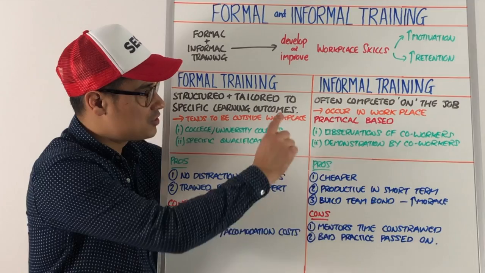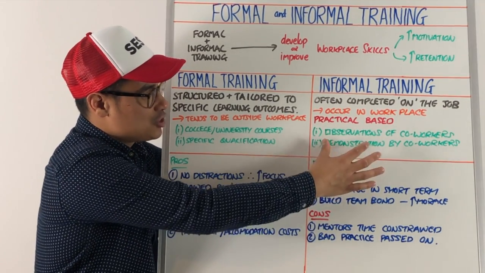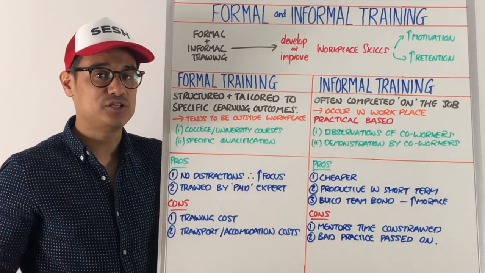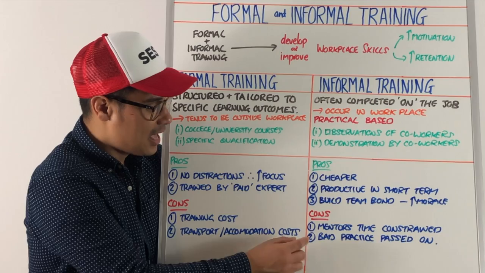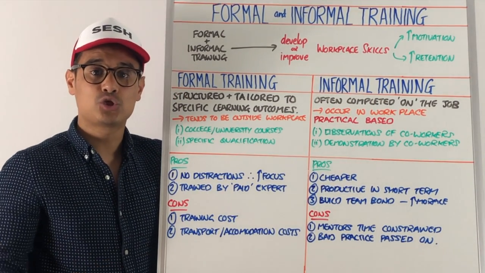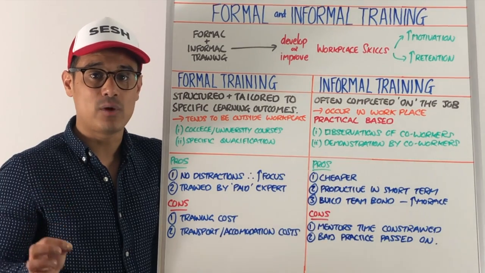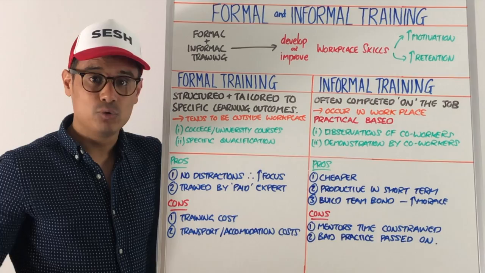But the disadvantages of informal training is one, the mentor's time is constrained because they're giving observations, they're giving demonstrations, maybe they're not actually doing the role that they should be doing, so they're not as productive, the mentor that is. And also it could be those mentors pass on bad practice. It could be they show shortcuts that aren't exactly the correct way that you should do it. Particularly in manufacturing, this could be a concern because it could lead to more defects.